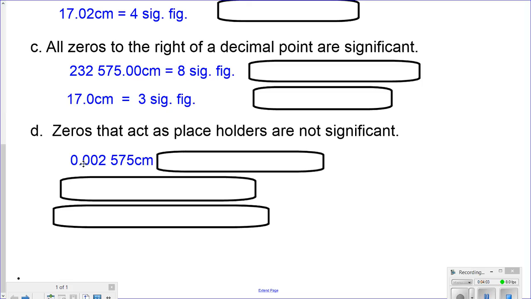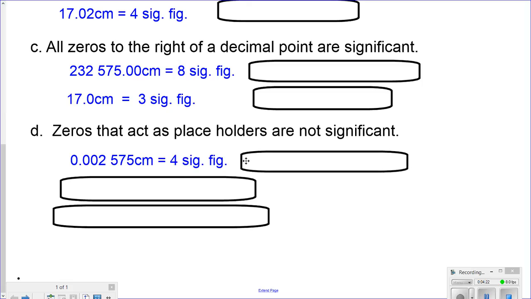such as 0.002575. I start counting my significant figures at the first non-zero, and the first non-zero is 2. So I start counting here. 1, 2, 3, 4. This number has 4 significant figures.